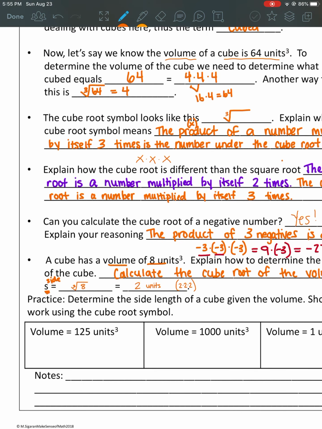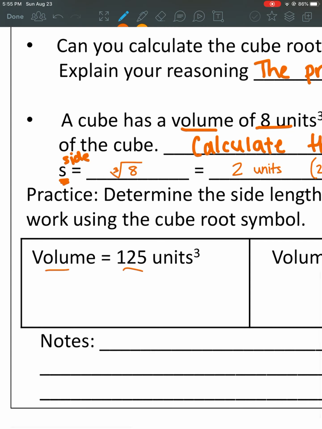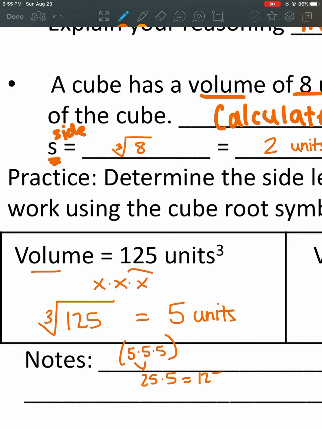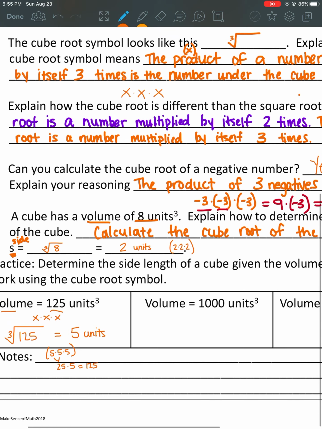Okay, so let's look at a couple more examples. Here we have a volume of 125. So we know that it has to be x times x times x to give us 125 units, okay? Length times width times height. So we're going to take the cube root of 125. I know this one off the top of my head. If you don't, then this second document will show you all the cube roots, okay? And we could always check our work to see, does it multiply back to its volume? So 5 times 5 is 25, and 25 times 5 is 125.